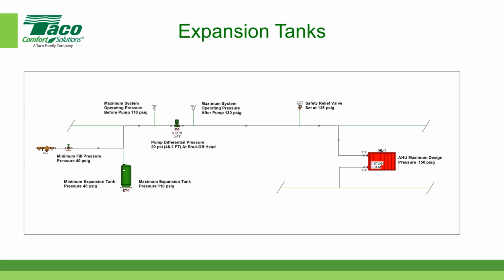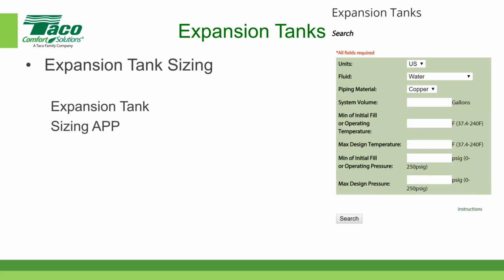I also want to point out that the expansion tank is connected to the suction side of the pump, and that connection, the point at which it connects to the piping system at the suction side of the pump, is called the point of no pressure change. And we recommend that the expansion tank always be connected to the suction side of the pump for the best system operation.